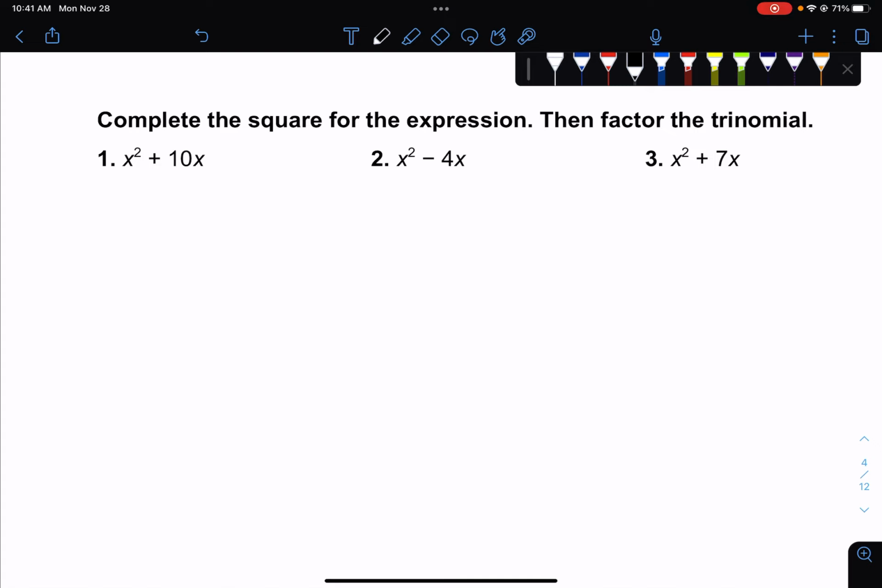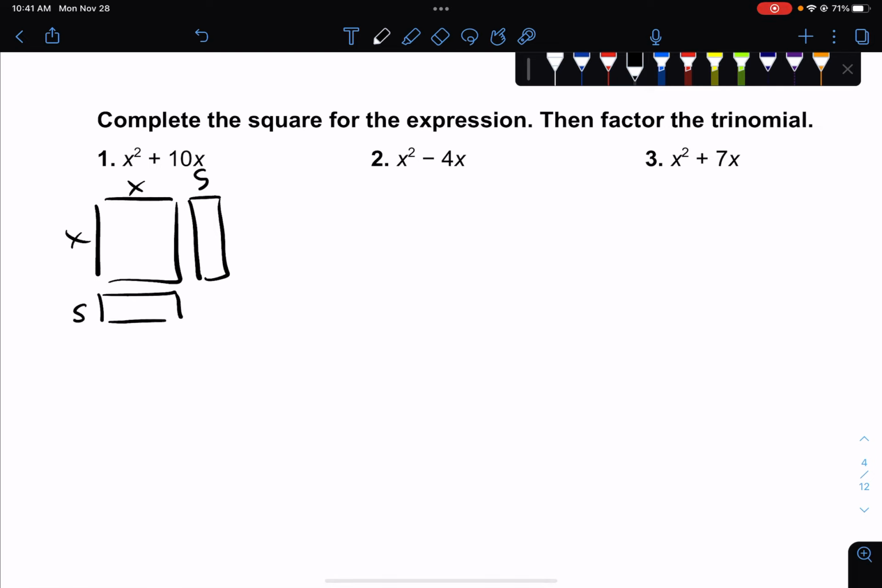All right, so for number 1, you should have started with an x by x square, and then that 10x you split up. You put 5 of those x's there, and you put the other 5 of the x's going down, and to complete the square, you had to add this new square, which, if I look at my measurements, 5 times 5, that new square is 25, which means I have to subtract 25.